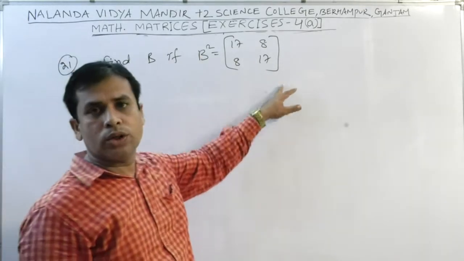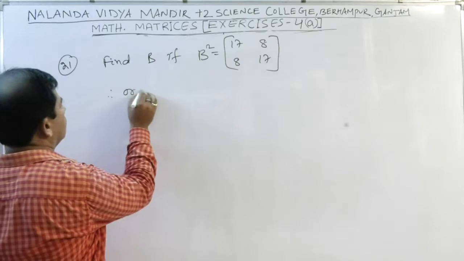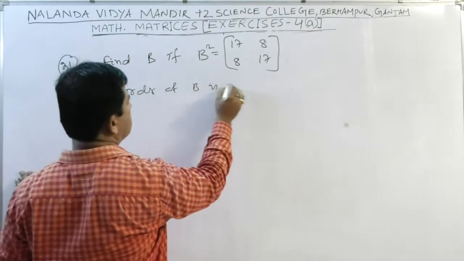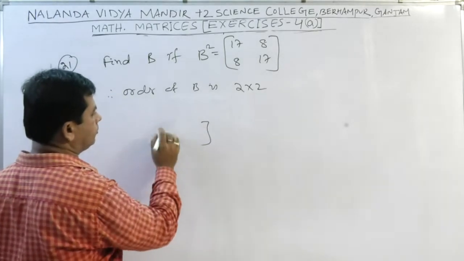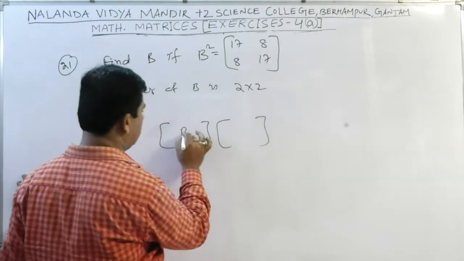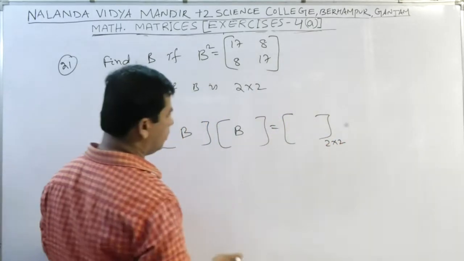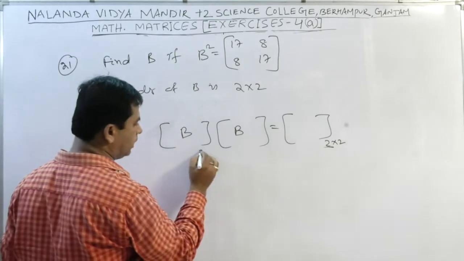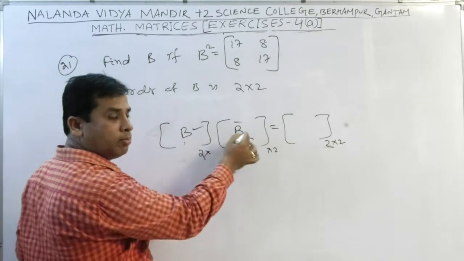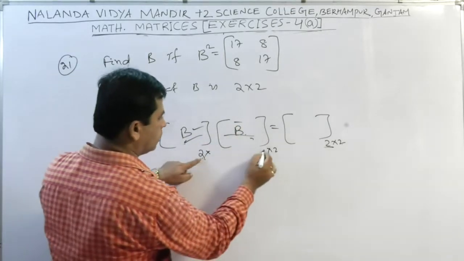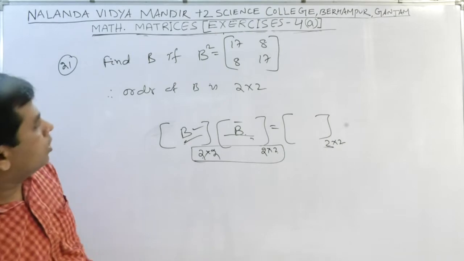Order of B square is 2 cross 2. Therefore, order of B is 2 cross 2. Now B square means B into B, B multiplied with B is equal to B square, which is of order 2 cross 2. Therefore, the number of rows of this matrix is 2 and the number of columns is 2. Both are the same matrix, B and B. Therefore, the number of rows equals the number of rows and the number of columns equals the number of columns. So the order of B is 2 cross 2.